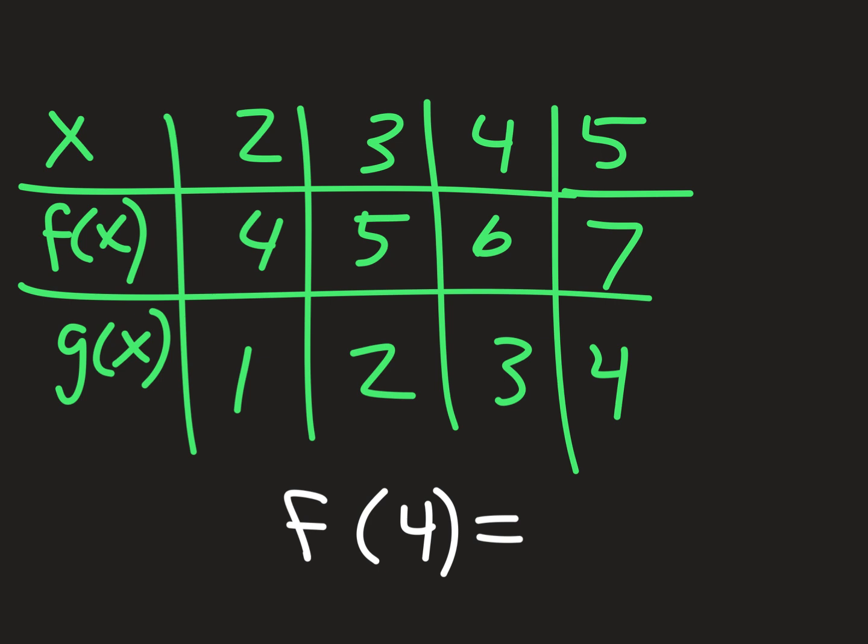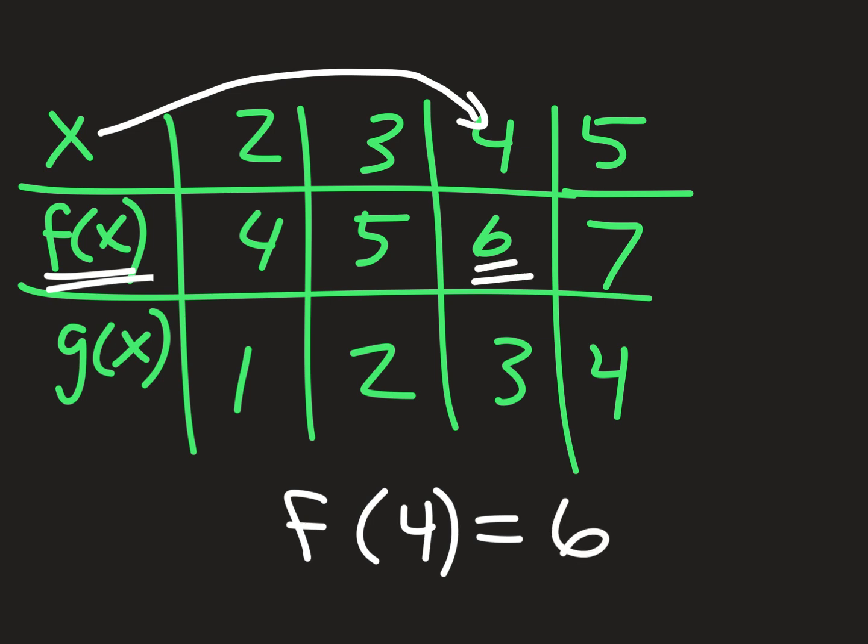Six is the correct answer. It's 6. You go f of x and see x is 4. F of x, that's f of 4, is 6. All right, you got that one? All right, let's go the other way.